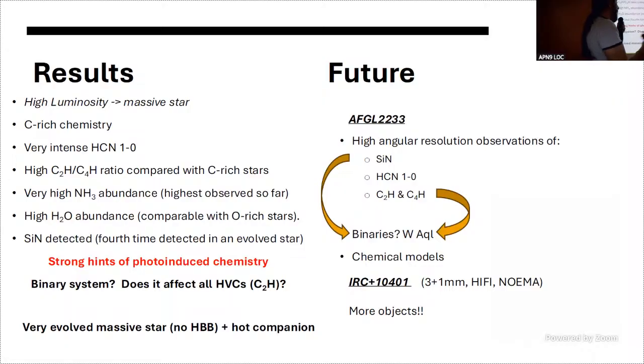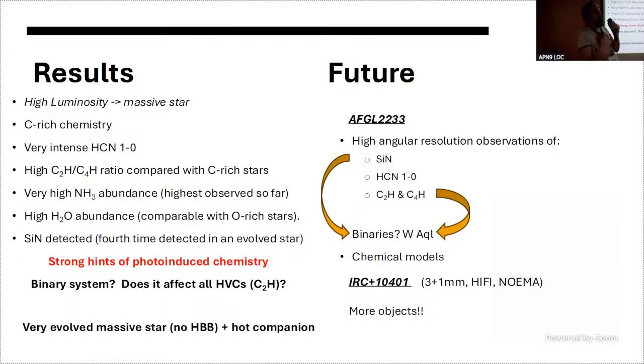Well, probably we have a binary here, as happens in WR stars, and a point to think about is why all objects presenting these large abundances of C2H would be due to some sort of binarity. Maybe not, because we don't have C4H; we have to get C4H and then compare. So my bet for this object is we are dealing with a very warm massive star with no hot bottom burning and a hot component.